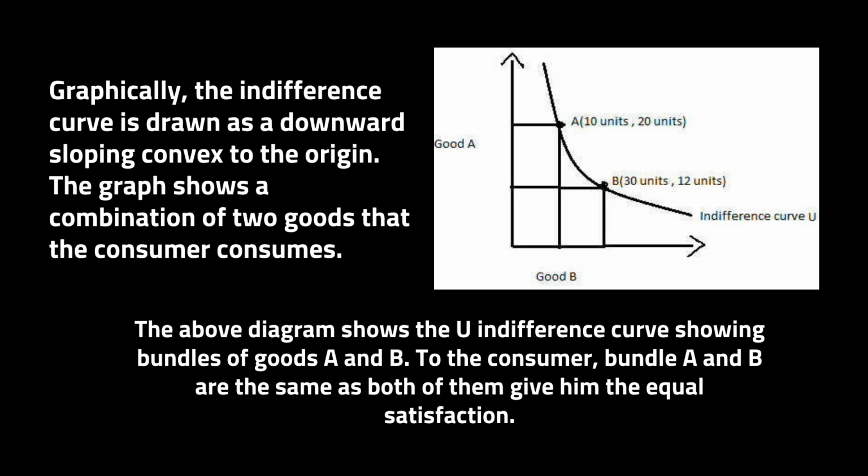Graphically, the indifference curve is drawn as downward sloping and convex to the origin. The graph shows a combination of two goods that the consumer consumes. The above diagram shows the U-indifference curve showing bundles of goods A and B. To the consumer, bundles A and B are the same as both of them give him equal satisfaction. In other words, point A gives as much utility as point B to the individual. The consumer will be satisfied at any point along the curve, assuming that other things are constant.